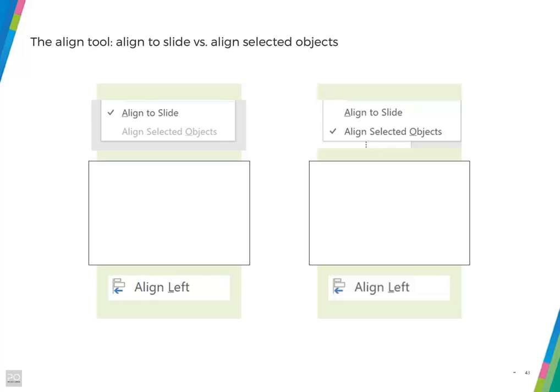Next, we'll look at the difference between aligning objects to the slide and aligning selected objects to other objects on the slide. First, with the Align to Slide option chosen, all selected objects will align to the side of the slide, be it left, right, top, bottom, or centre. Next, with the Align Selected Objects option chosen, all selected objects will align to the leftmost object, similarly to the right, top, bottom, and centre.